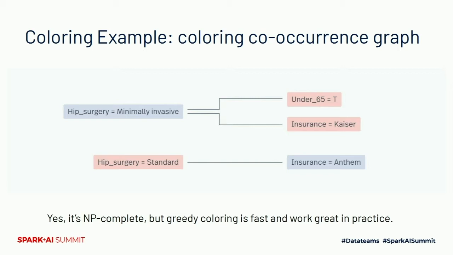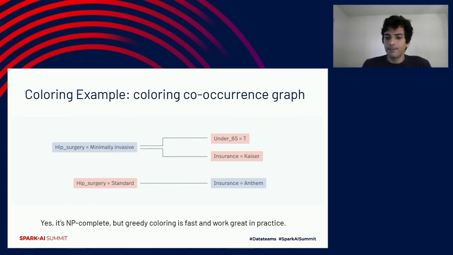Coloring in general is an NP-complete problem, but because we're working with sparse graphs, some greedy strategies like the greedy coloring work really great in practice, and they don't really use too many more colors than optimal.